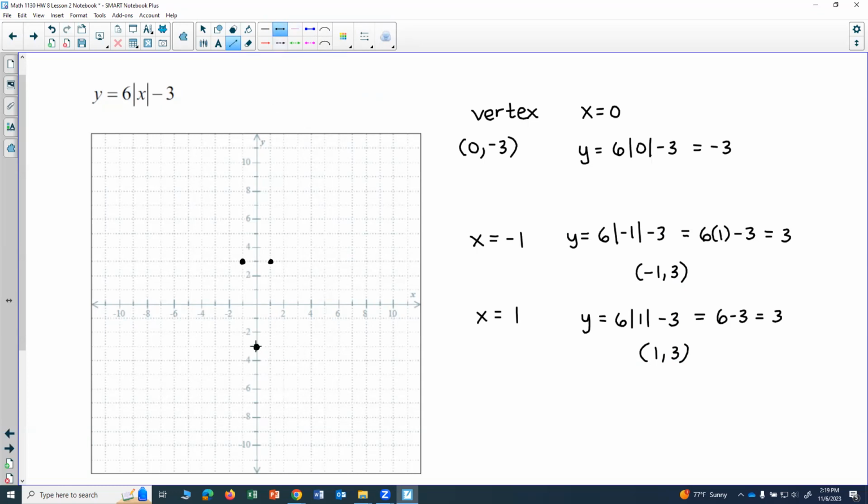Okay, so starting at the vertex, connect the vertex with the left-hand point. And then do the same thing starting at the vertex, connect the vertex with the right-hand point, and you'll get your absolute value graph.